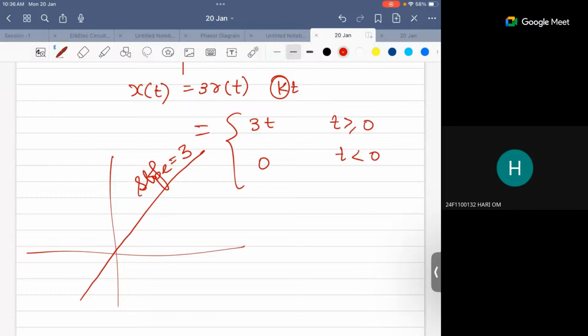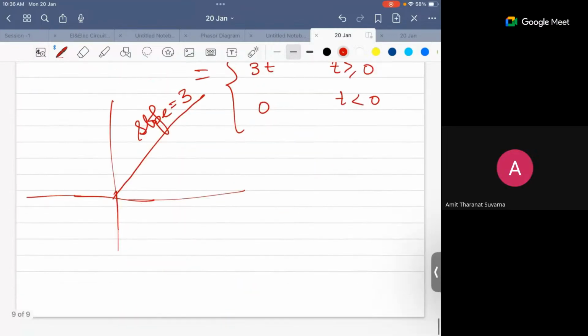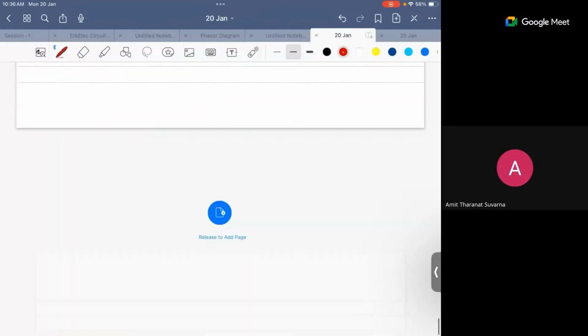Clear? In a ramp, it is always positive, right? Why is it usually not in the third quadrant? In the third quadrant there should not be a graph like that. It means it is always positive, right?